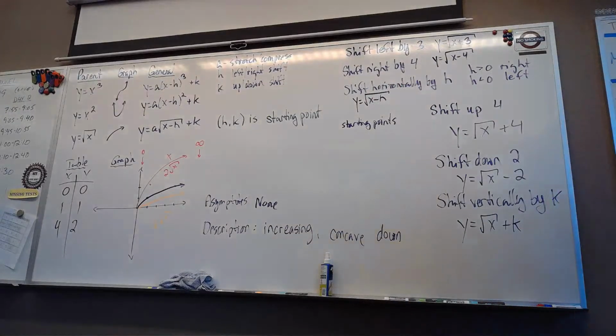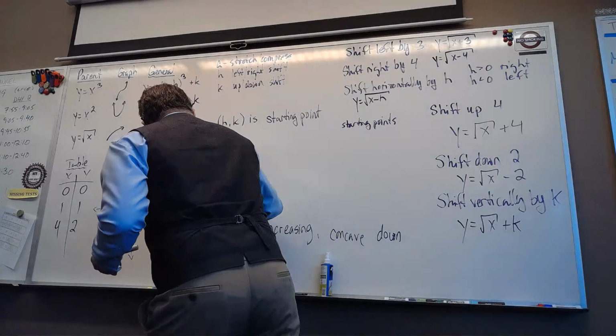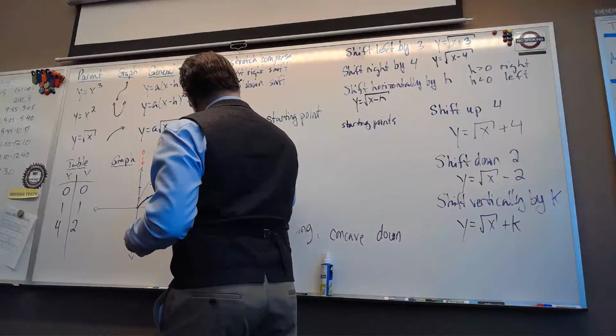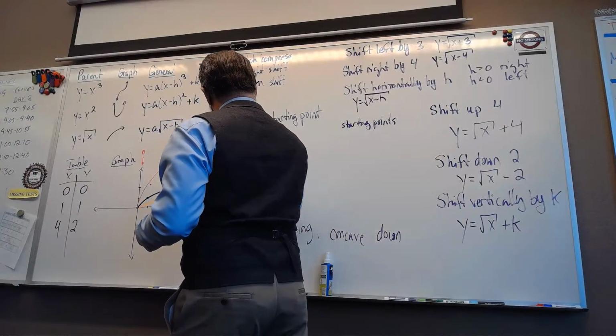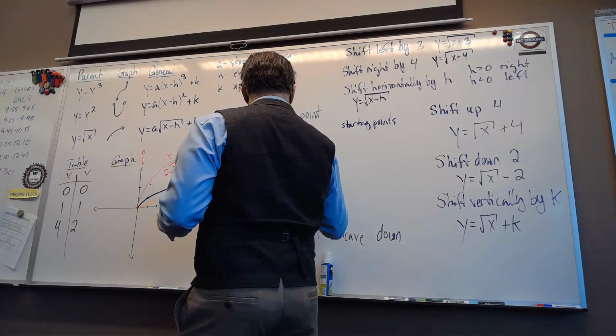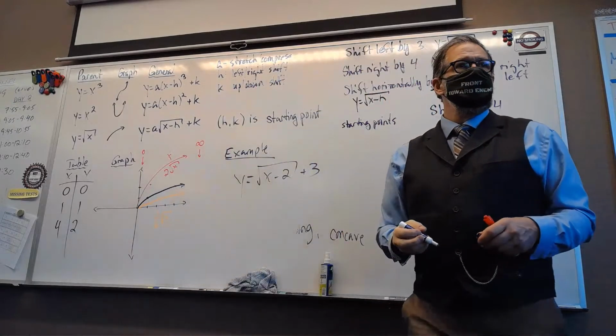So if I give you the equation y equals square root of x minus something plus something, you could say, oh, look, there's the starting point. Let's try that. Let's see what happens. Here we go. Ready? Example. Y equals square root of x minus 2 plus 3. Where does this start?